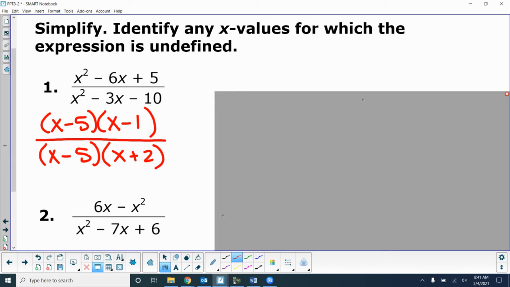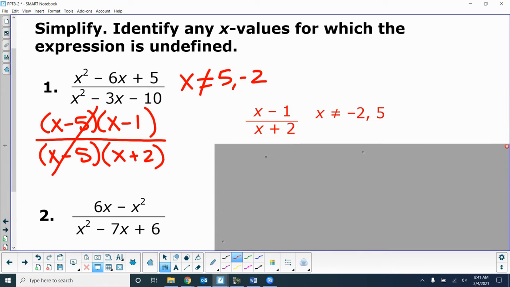So can I cancel now? X minus 5. So what's my answer? X minus 1 over X plus 2. That's it. A lot of you forgot the second part here. Identify any X values for which the expression is undefined. That's what I call the restrictions. So X is not allowed to equal, what makes that a 0? 5. What makes that a 0? -2. You guys, I thought we were paying attention yesterday.